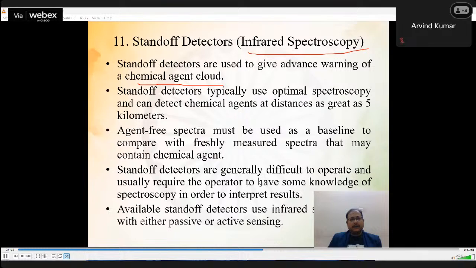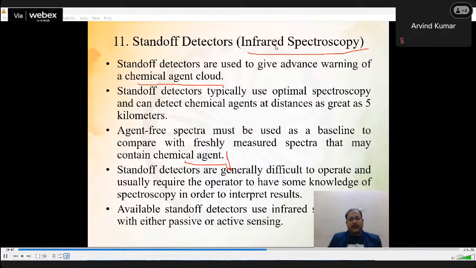This type of detector typically uses optical spectroscopy and can detect chemical agents at distances as great as 5 kilometers. With the help of this detector, we are using infrared. The wavelength range of infrared is wide, and infrared is being used for understanding. Agent-free spectra must be used as a baseline to compare with freshly measured spectra that may contain chemical agents. So again, it's a comparison type of thing.